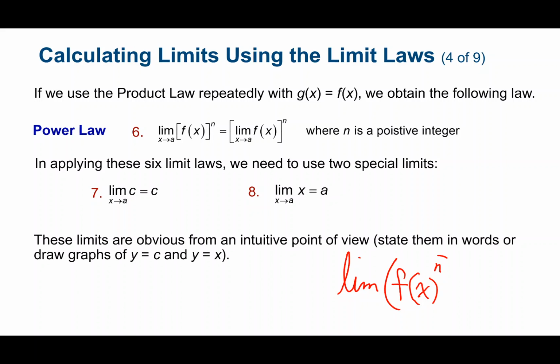Back to the limit on the left side. Now on the right side, we're raising the limit to that power. So for any exponent we have, we can just find the limit of the thing we're exponentiating, and raise the limit to that power. That's the English version of it.